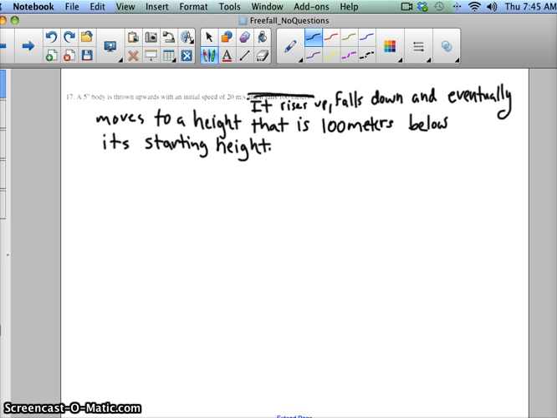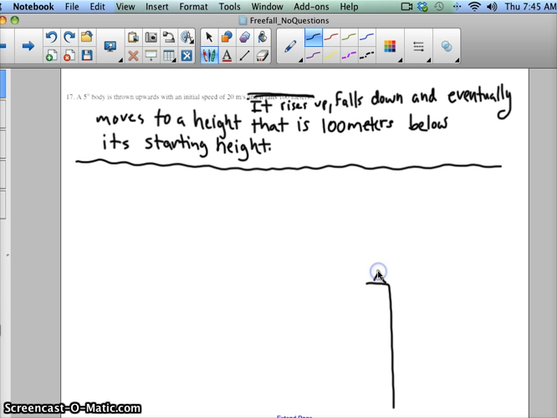So 16 and 17, please change the words to read like this. Okay, it'll make more sense. So body is thrown up with an initial speed of 20 meters per second. So I'm going to draw like a cliff or something so that this makes sense. And here's a person here. This object is thrown up with an initial velocity, and it's going to slow down on the way up, turn around and move down.